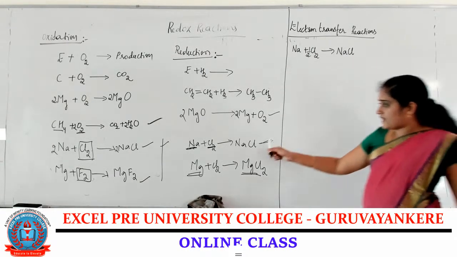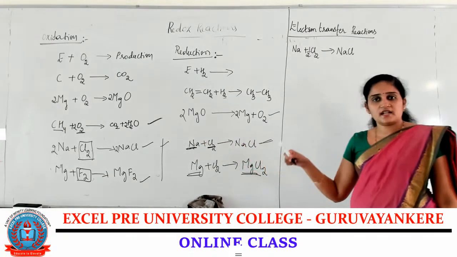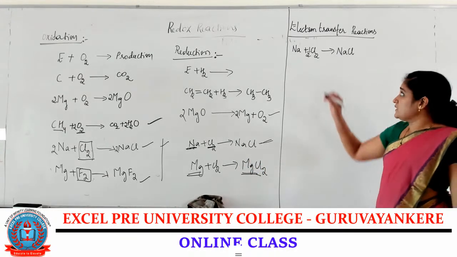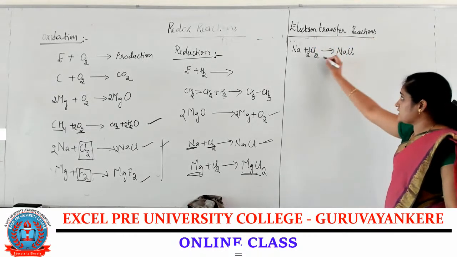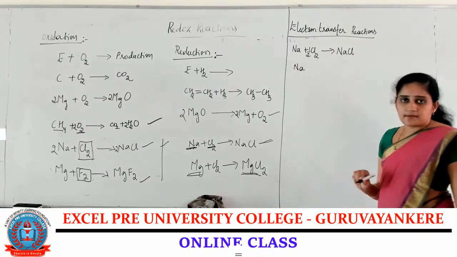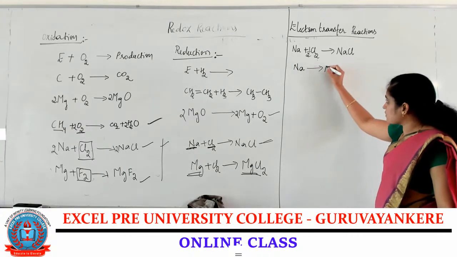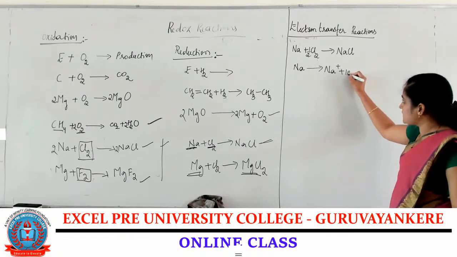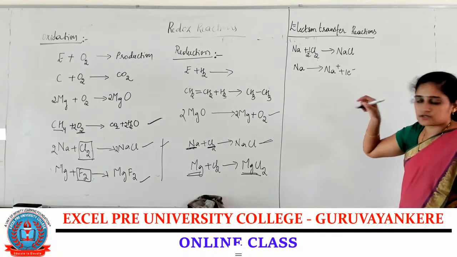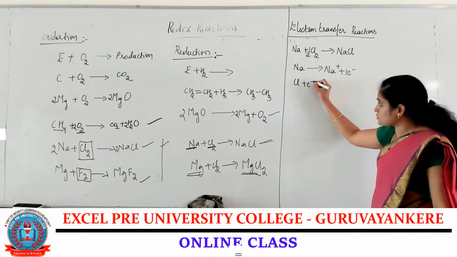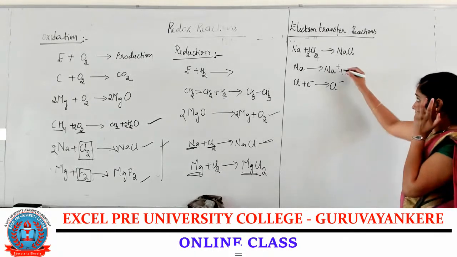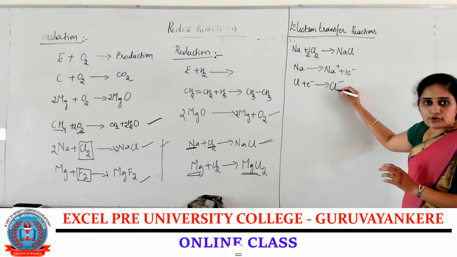I have taken the same example, one for the oxidation reaction and another for the redox reaction. Both take place simultaneously. Even using electron transfer, I can explain them. When a sodium atom loses an electron, it gives Na plus ion plus one electron. The chlorine atom gains the electron lost by sodium and forms Cl minus ion. Now Na plus ion and Cl minus ion combine to form NaCl.